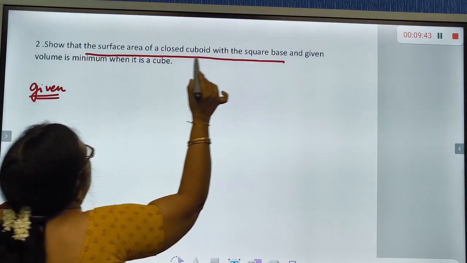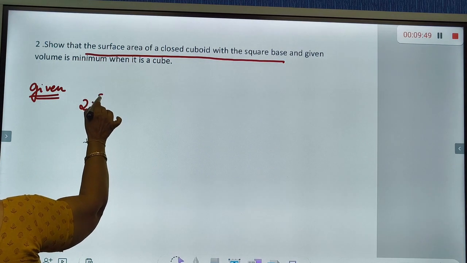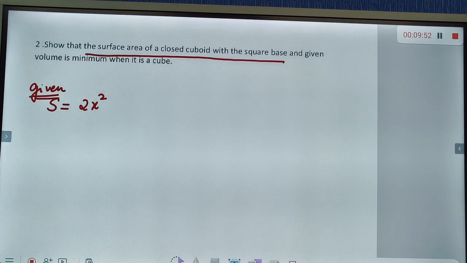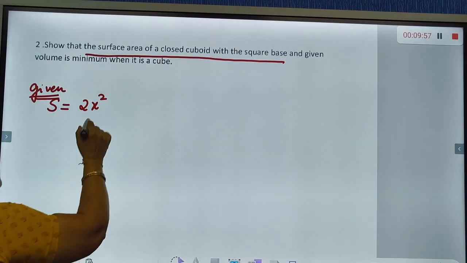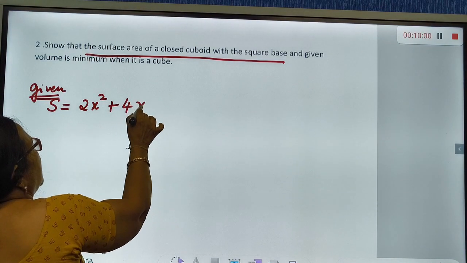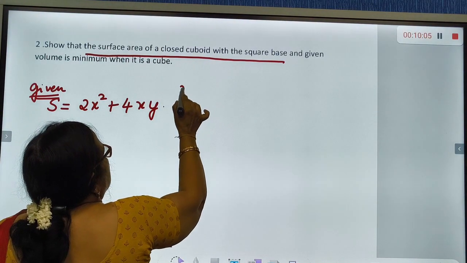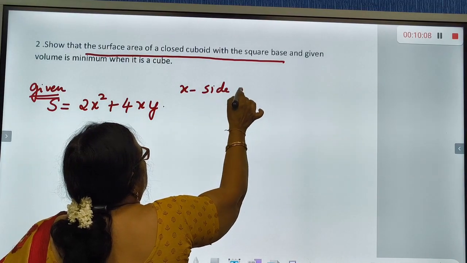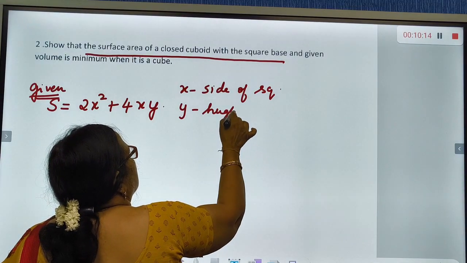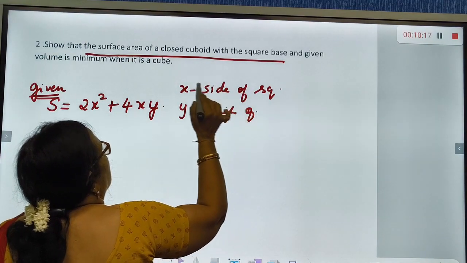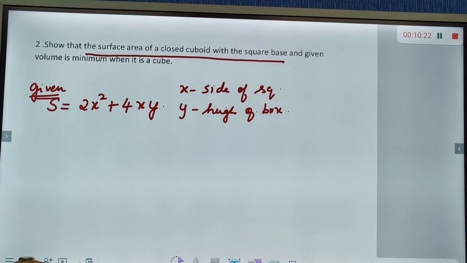Surface area of a closed cuboid with a square base. The bottom is a square, so x square. The top is also a square, so x square plus x square will be 2x square. And it has got four sides. Let y be the height. So S will be 2x square plus 4xy. X is the side of the square, and y is the height of the box. 2x square because it is closed.